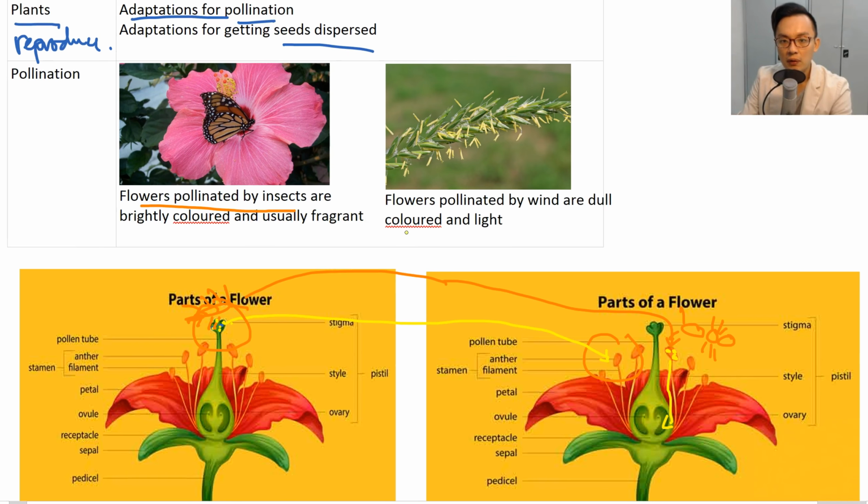So flowers pollinated by wind. Flowers pollinated by wind are dull colored and light. So they are dull. So again, flowers pollinated by wind are usually dull colored and light. The wind will blow the pollen, and the pollen will fly using the wind all the way and land on the anther of another flower.